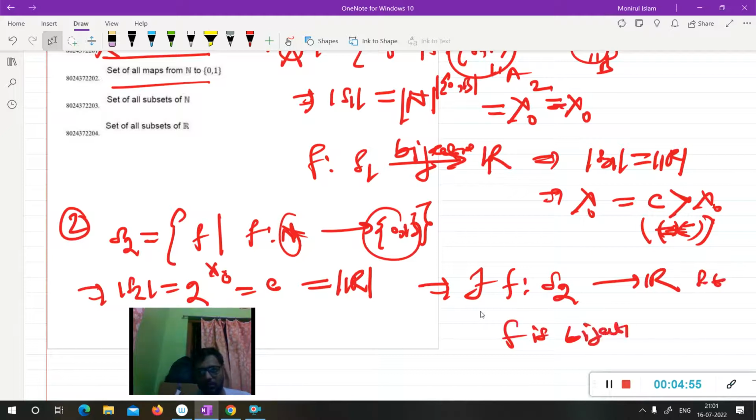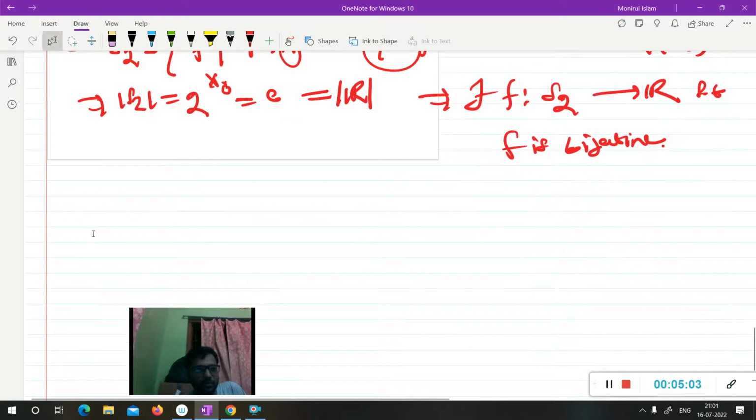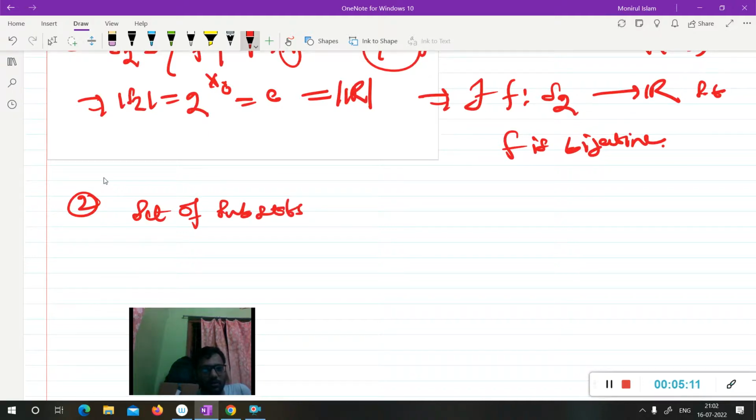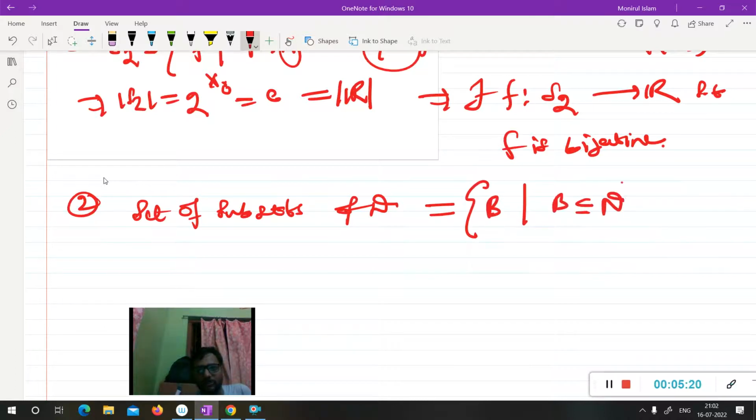Okay, so option 2 is correct. Now, the set of countable subsets of N is bijective with R. If you check the cardinality, what is the cardinality of the set of all subsets of N? This is nothing but the power set of N.